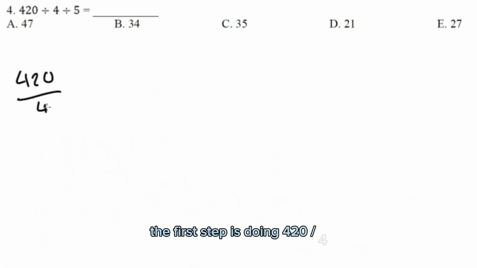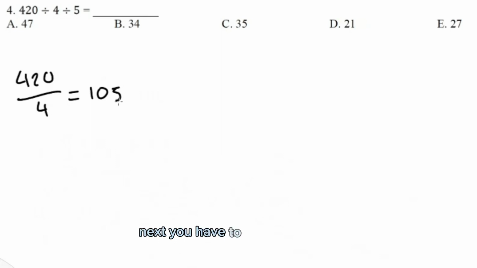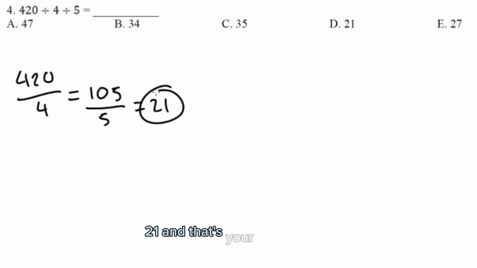Next, number 4, 420 divided by 4 divided by 5. Alright, the first step is doing 420 divided by 4. 420 divided by 4 is 105. Next, you have to divide this by 5. 105 divided by 5 is just 21. And that's your answer.